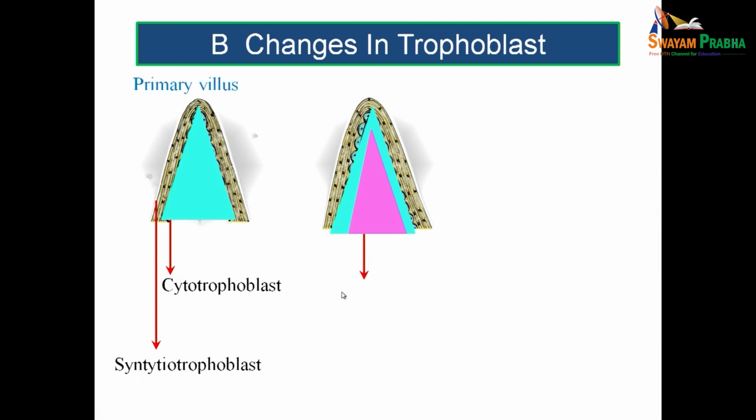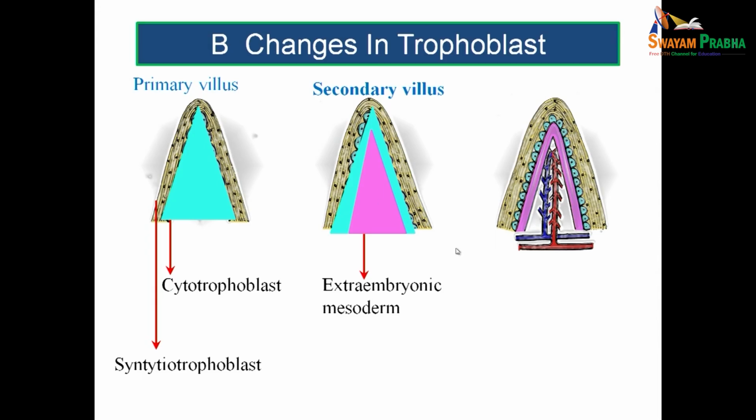Now, you have the extraembryonic mesoderm lying just beneath it. Into this villus you can see the extension of the extraembryonic mesoderm. So, the primary villus with the invagination of extraembryonic mesoderm is known as the secondary villus. Now, into this mesoderm the blood vessels enter as fetal capillaries. The fetal capillaries invade the mesoderm of the secondary villus to form the tertiary villus.